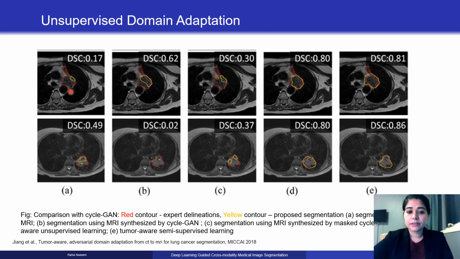Red line in the segmented images correspond to expert delineations, and yellow lines correspond to segmentations performed by the segmentation algorithms. When we compare the performance of D and E, which are the variants of the model that use tumor-aware loss, we can see that when the network was trained using semi-supervised learning, the results shown in figure E are better compared to those trained using unsupervised learning with no ground truth at all.